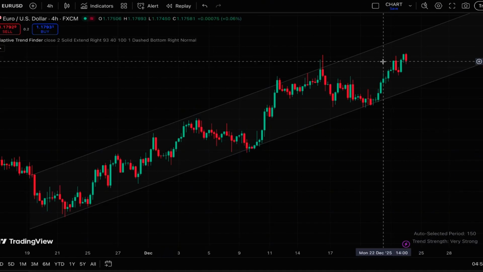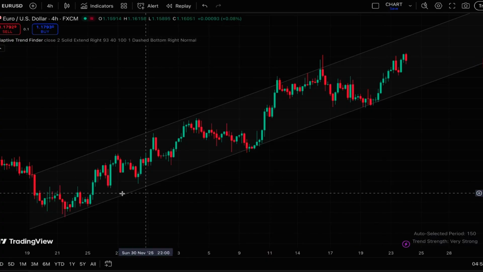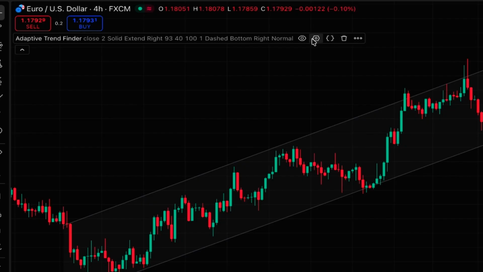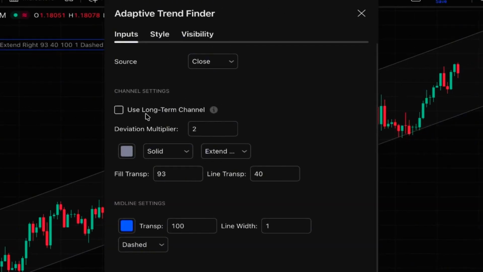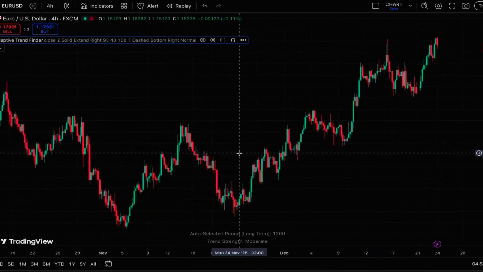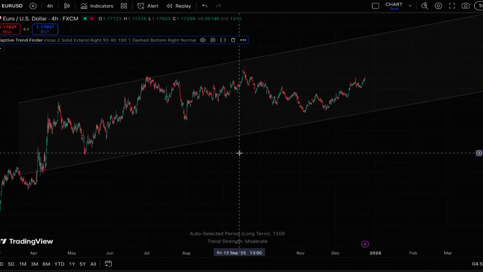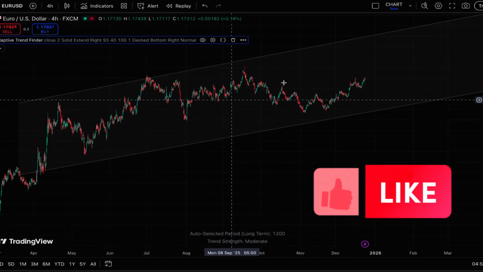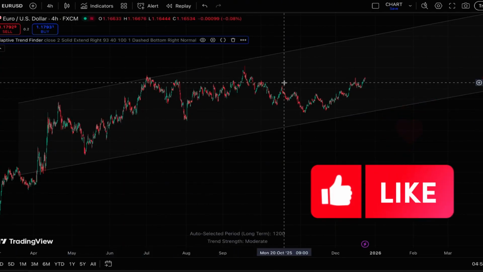By default, it is set on short-term trend, so it draws a channel for the current trend of the market based on the chart. But if you go to the settings of the indicator, you can see that here we have an option, use long-term channel, which if you turn it on, the indicator will draw a channel for the longer term trend of the market. So depending on your trading strategy and your need, you can switch between short-term and long-term, so you can effectively analyze the trends and make accurate trading decisions.